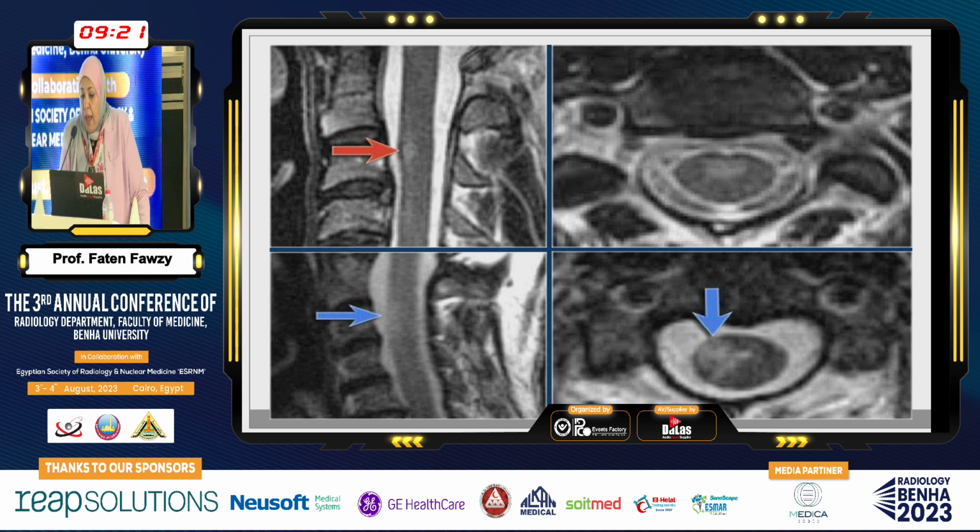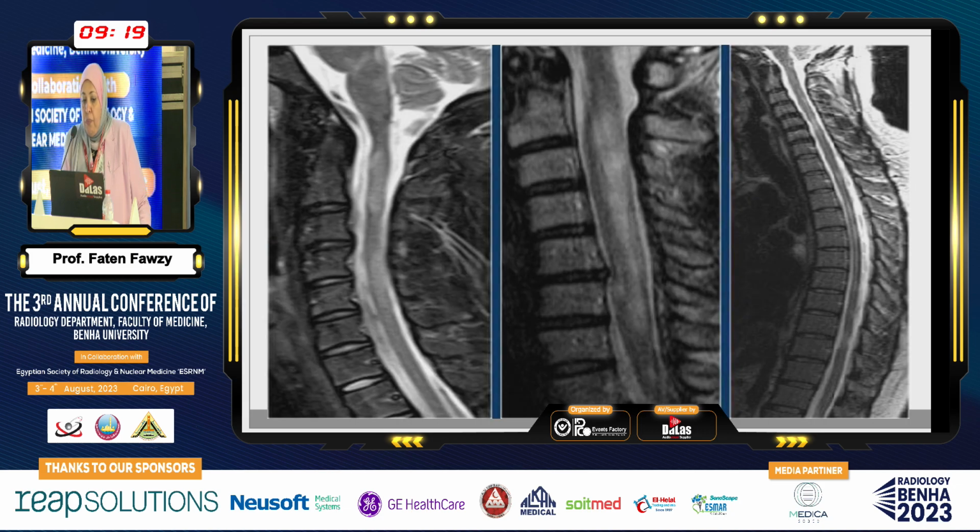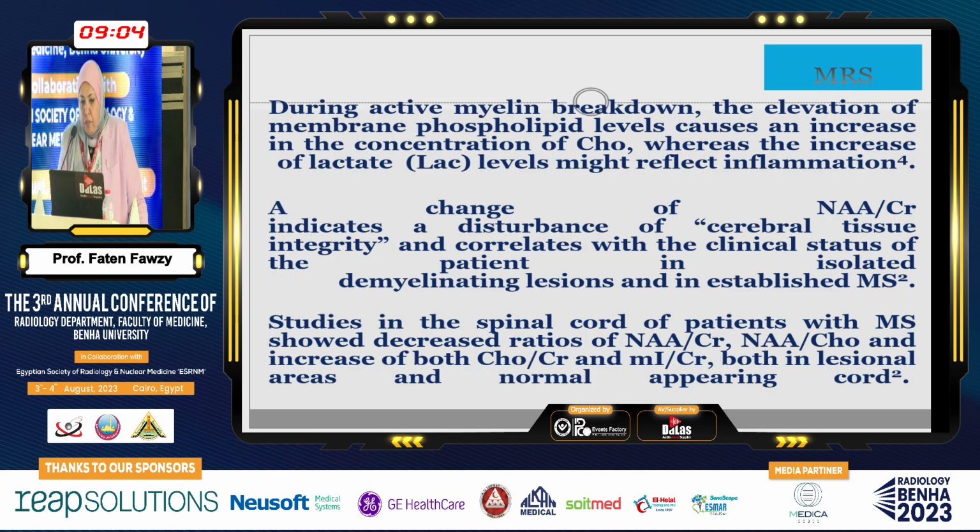Also, it can affect the anterior aspect of the cord, long segment myelopathy, like on this image, and here the cord is edematous with long segment affection, cervical and dorsally in the dorsal cord, and it can end in cord atrophy. What happens in MS?